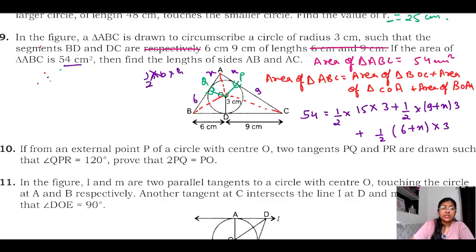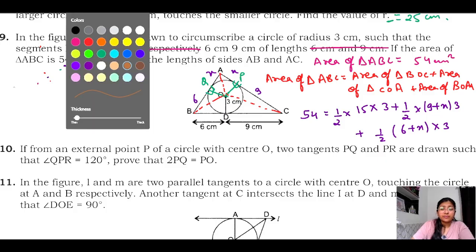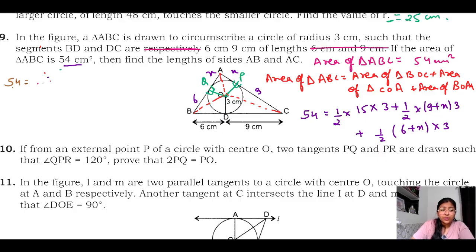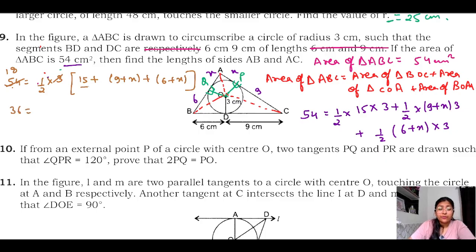If you simplify this, take the common part. What is common in this? 54 equals half. The height is common, so we can take 3 common. Inside the bracket you will have 15 plus 9 plus x plus 6 plus x. Now close the bracket. The 3 by 2 gives 3 by 2 times 18... so 36 equals 15 plus 9 plus 6, which is 30, plus 2x. It means 6 equals 2x. The value of x is 3.